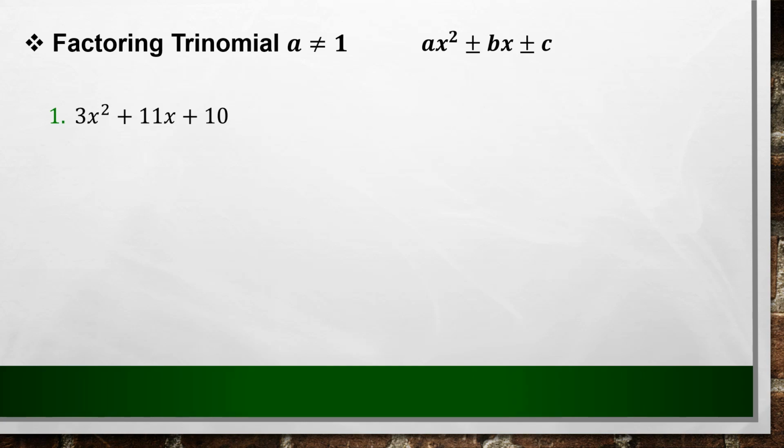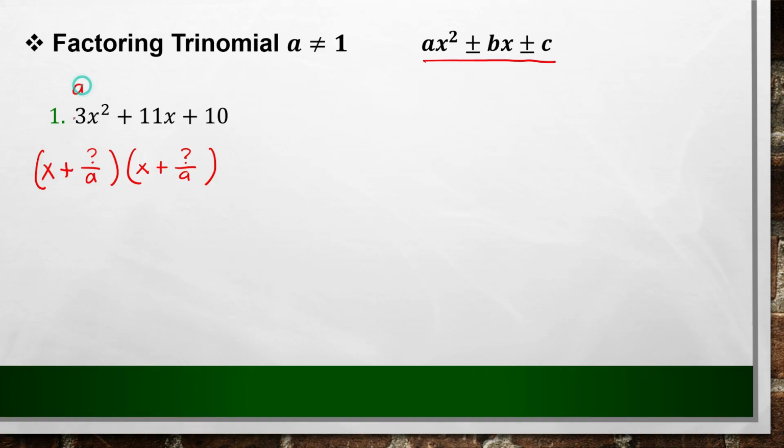Alright, so in this video, I'm going to teach you how to factor a trinomial where a is not equal to 1 in this quadratic trinomial form. So for example, we have number 1, 3x squared plus 11x plus 10. Alright, so I'm going to set up the final answer here. It should be something like this. So x plus, and then I'll put a question mark there over a. Then x plus, I'll put a question mark there all over a. So basically, that's how I'm going to set it up if the leading coefficient is not equal to 1.